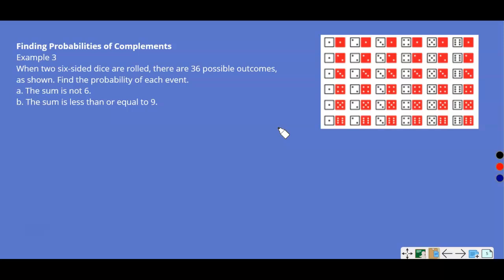All right, so if we scroll down through here, 1 and 5 is 6. And then 2 and 4 is 6, 3 and 3, 4 and 2, 5 and 1. And then 6 and 1 is 7, so all of these are going to be greater than that. So the probability the sum is not 6, we're going to look at this as 1 minus the probability of the sum of 6.